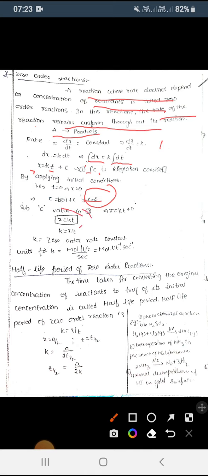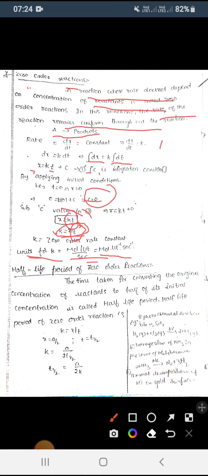So what we have to find here is the rate constant of the zero order reaction. K indicates the rate constant, where k equals x by t. This is the rate constant equation for zero order reaction. For the units, x is concentration, and the concentration unit is moles per liter. Time we calculate in seconds. Then we get mole liter inverse second inverse. So these are the units for the zero order reaction.